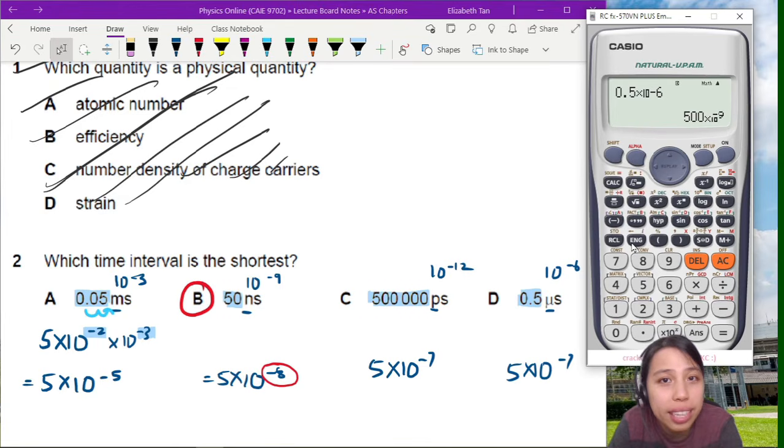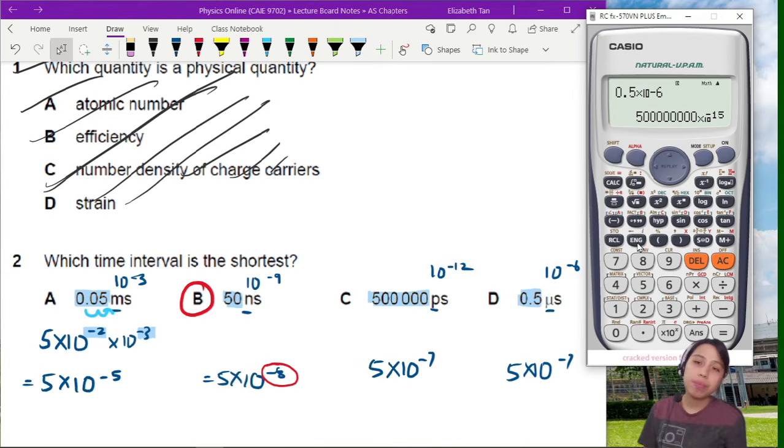It becomes more negative, but it goes to the nearest multiple of 3. So this is converted to nano. Hit it again, it goes to pico. Hit it again, it goes to femto. I think this is femto. Hit it again, oh, negative 15 is the maximum we can go.